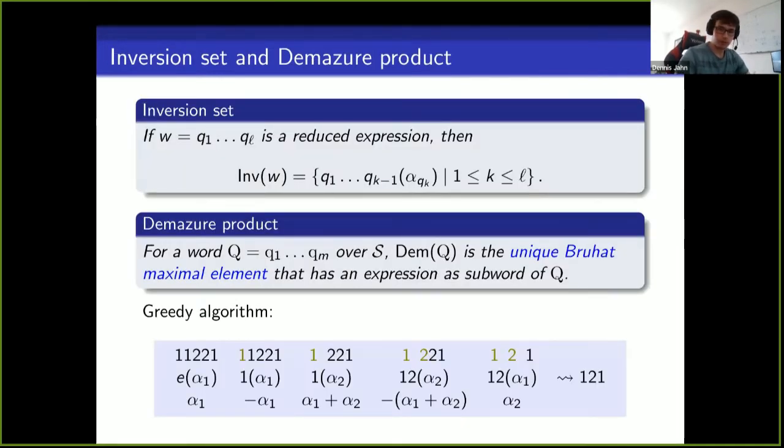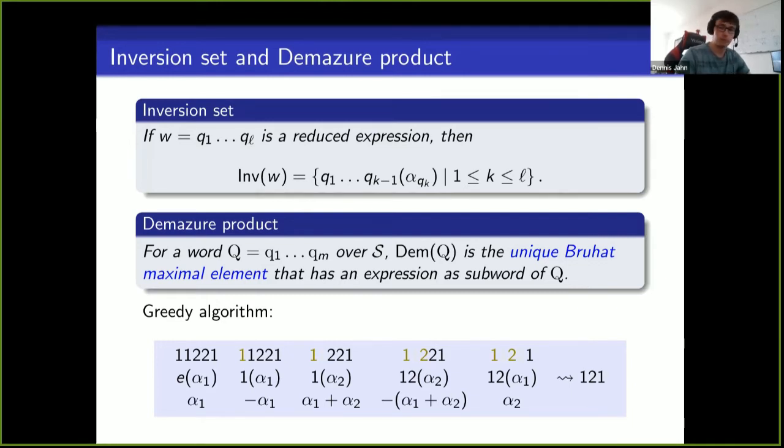Two more things before we can come to subword complexes. For an element with a reduced word q1 to ql, we can define the inversion set. This is obtained by taking for each position the prefix of letters in front of this position and letting them act on the simple root corresponding to this position. So if we start with the first position, this is the identity element applied to alpha q1. Then we have q1 applied to alpha q2, q1, q2 applied to alpha q3, and so on.